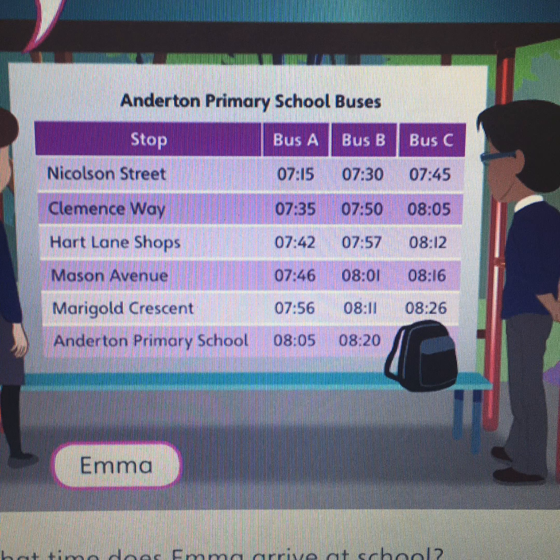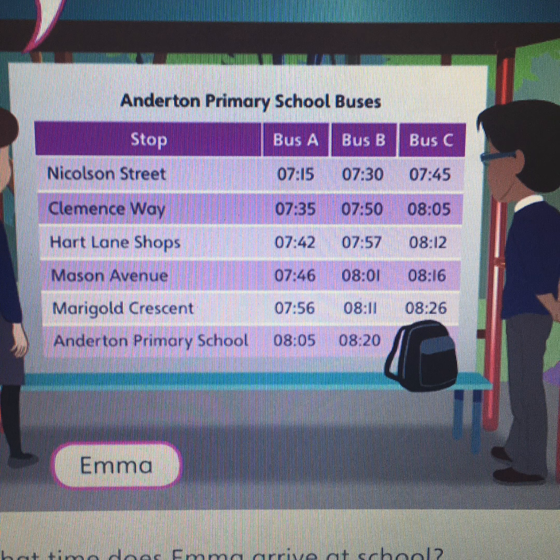So, if she got on the bus at 25 to 8, as we know from Monday's lesson, is the same as 7:35 because it's 35 minutes past 7. And if you added 25 minutes, you would get to 8 o'clock. So 7:35, which means it's bus A. Bus A, if I go down the column, gets to Anderton Primary School at 8:05.